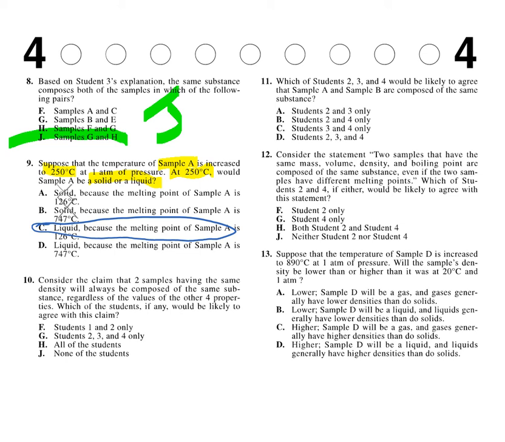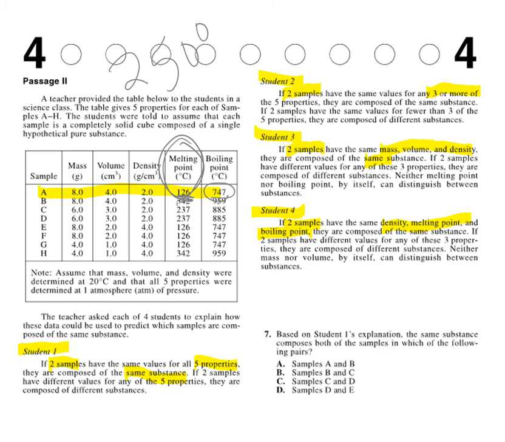Number 10. Consider the claim that 2 samples have the same density. So we're looking at 2 samples with the same density will always be composed of the same substance, regardless of the values of the other 4 properties. Which of the students, if any, would be likely to agree with this claim? And so when you go back and you look at these different student samples, we want to look and see they have to have the same density.